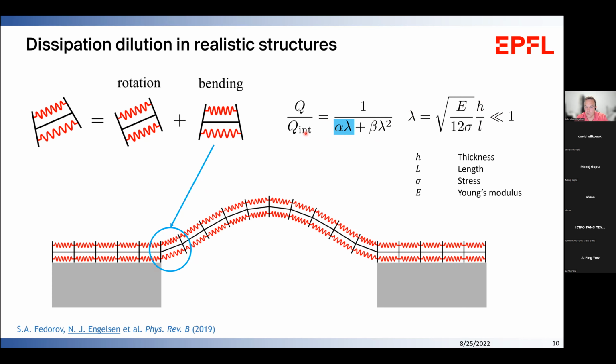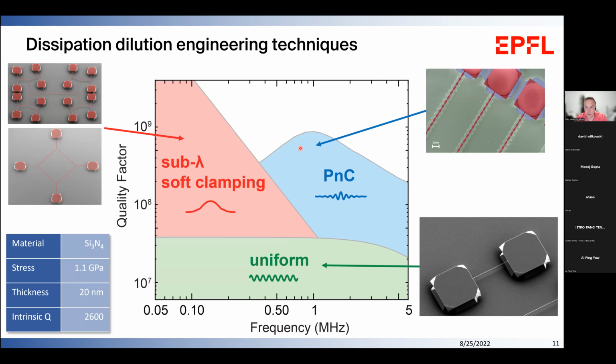And for the kind of high aspect ratio structures that we make, it can be much smaller than 1. And this means that, one, this dissipation dilution factor is large, and two, that this alpha lambda factor is completely dominant in the case of uniform strings and membranes. So the goal of any resonator geometry would then be to reduce this alpha factor. And that's what we have been doing at EPFL. So we've engineered a few different kinds of resonators that have a reduced alpha, which means that we want to localize the mode somehow away from the clamping points to realize a so-called soft clamping effect.